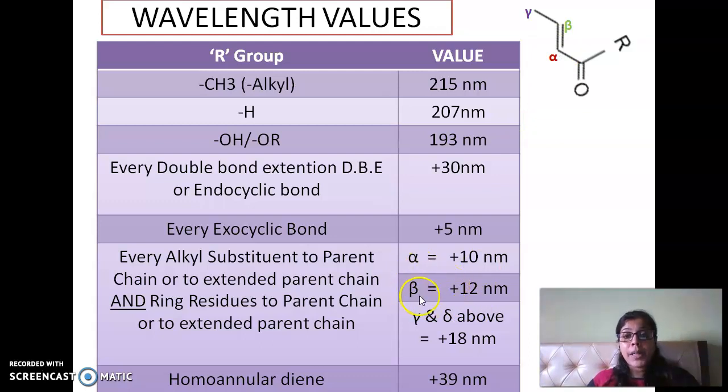And if it is at beta position, I have to add plus 12 nanometer. And if it is at gamma and beyond, that is gamma, delta, epsilon, any other position, then I have to add plus 18. So for every alkyl substituent and every ring residue at alpha, beta, gamma, I add plus 10, plus 12 and plus 18. Is it clear?